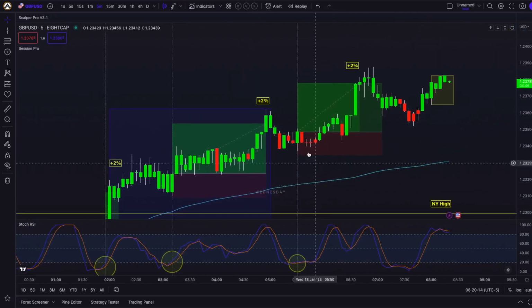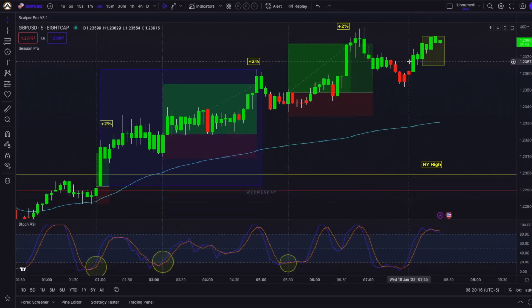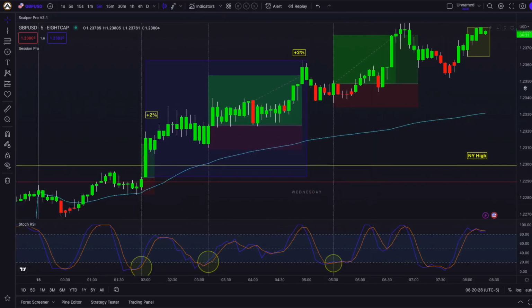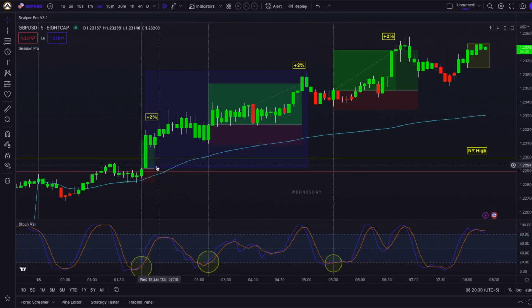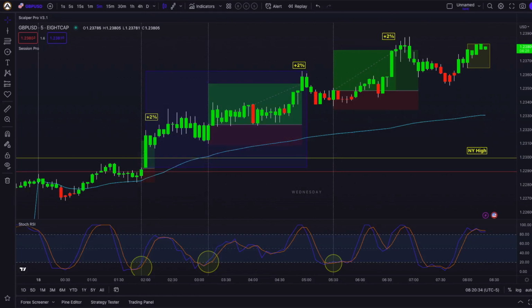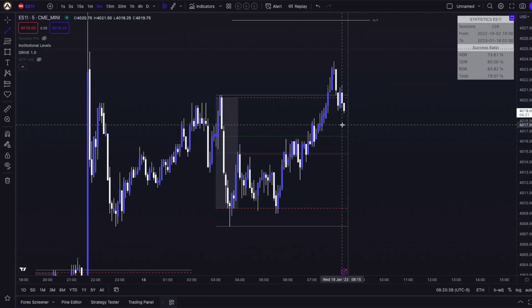Another entry here and another entry here. Right now we're starting into the new New York Killzone. We got a new stochastic RSI crossover, but my indicator did not confirm this entry. So a few beautiful trades today on the British pound US dollar. I only caught this one and I caught it today because I was happy, but there were plenty of other signals. But let's go back to ES because that's what we're here to analyze.